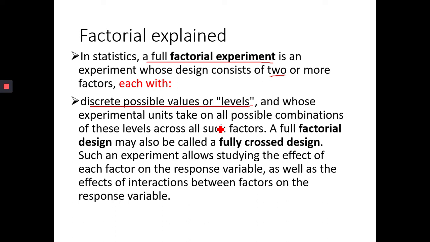So we are talking of the factors. The factors are the ones with discrete possible values or levels, and whose experimental units take on all the possible combinations of these levels across all such factors. A full factorial design may also be called full crossed design. It simply means the same. But one might ask, why is it called crossed?